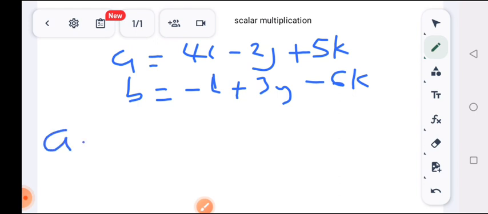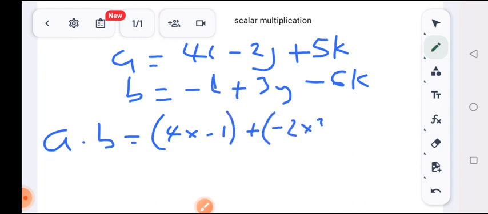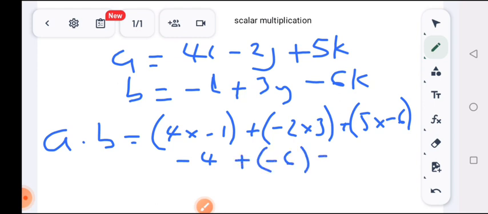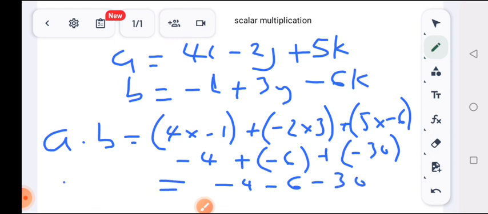Then the scalar product of a and b will be 4 times minus 1, okay, plus minus 2 times 3, all right, then plus 5 times minus 6. So this will be minus 4 plus minus 6, then plus minus 30. All right, so this will be minus 4 minus 6 minus 30. Obviously, the final answer to this question will be minus 46. So the scalar product of a and b in this example will be minus 46. This is how we do scalar multiplication.